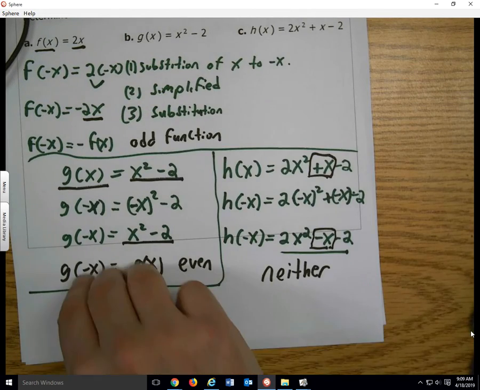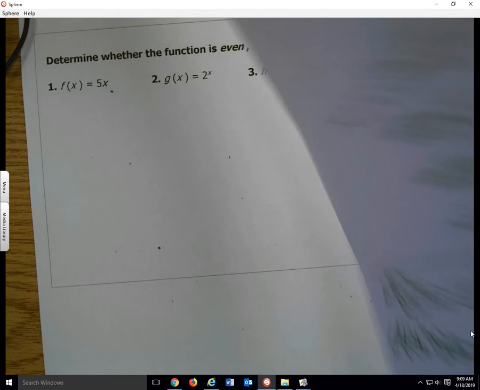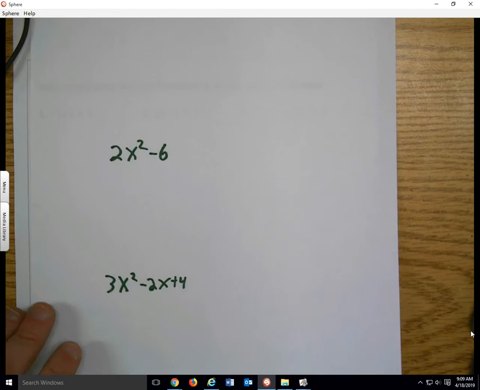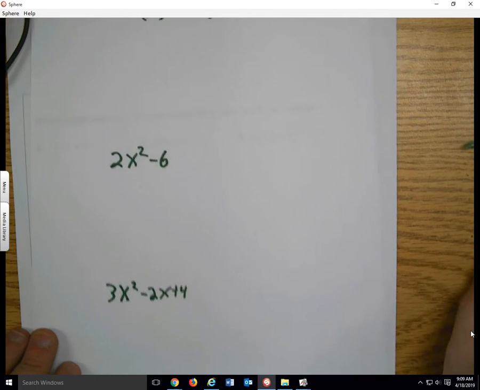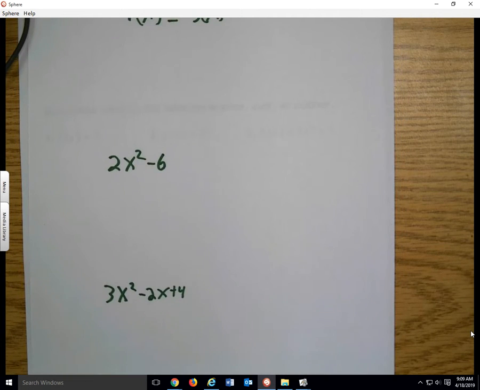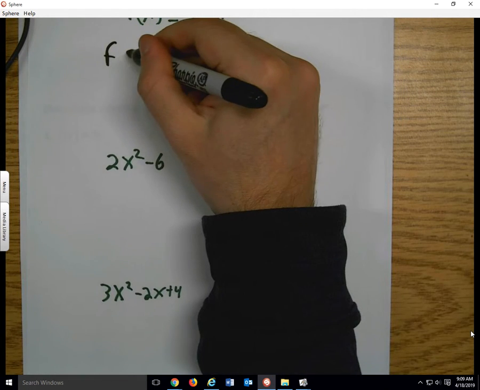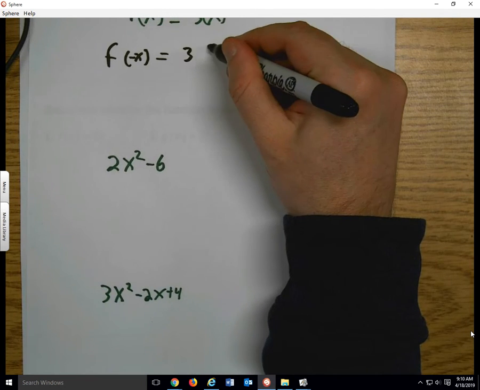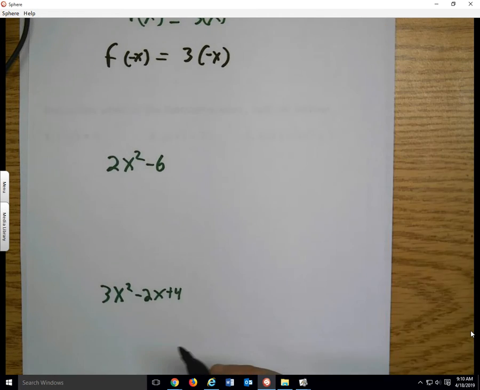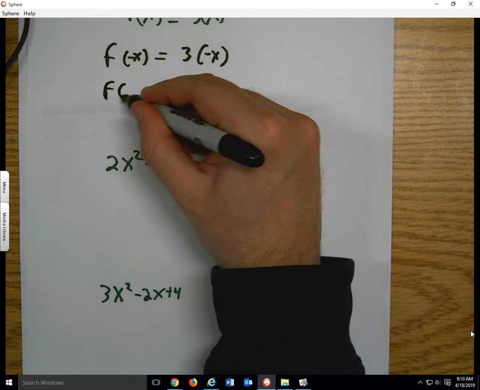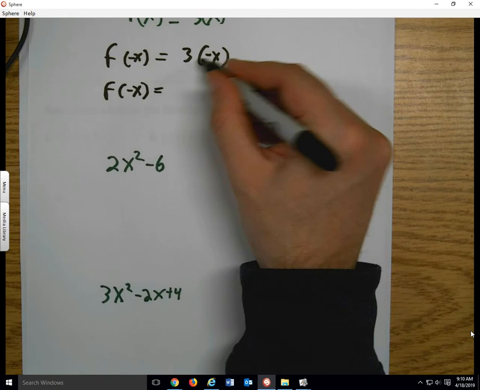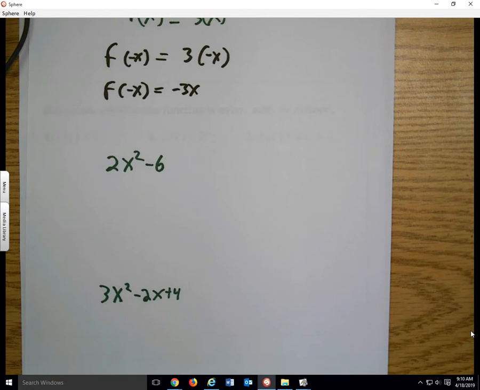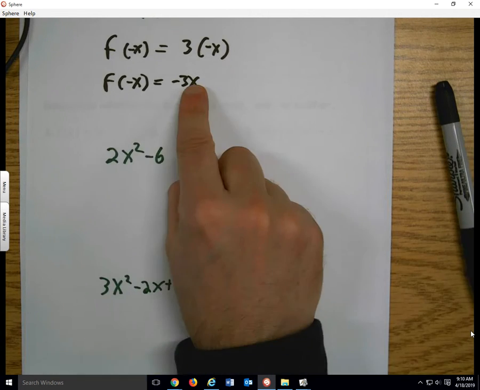Okay, cool. Steps are simple. Let's try a few more, and then I want you guys to try some on your own. Let's do this one first, though. f of x equals 3x. Let's see what we get. So the first step, again, after you write the function, is to put a negative x where the x was. The second step is to simplify it. Is there any squaring we can do, any multiplication? I'll multiply these. Third step is to do substitution.